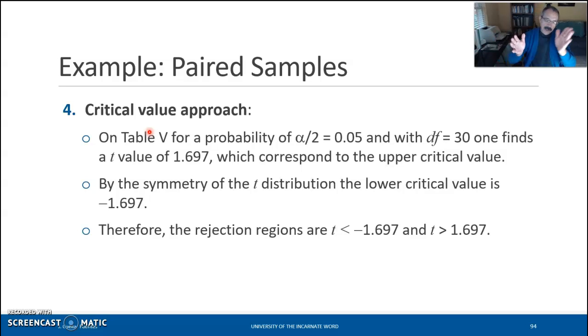But remember, this is a two-tailed test, so we have another rejection region on the lower tail of the distribution. Then we can use the symmetry of the t-distribution, and we can see that the lower critical value is just the same as the upper critical value, but with a minus sign. So the rejection region is if the t-observed is less than minus 1.697, or the t-observed is more than 1.697, then we reject the null hypothesis.